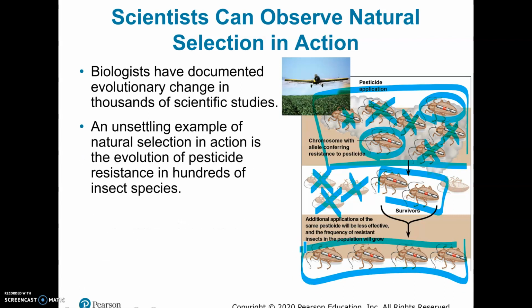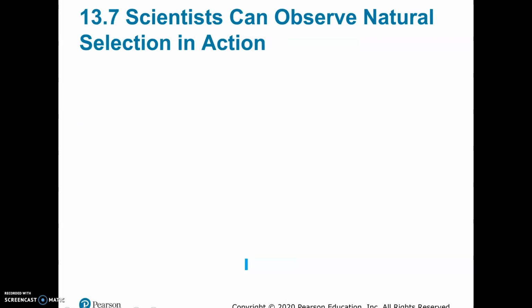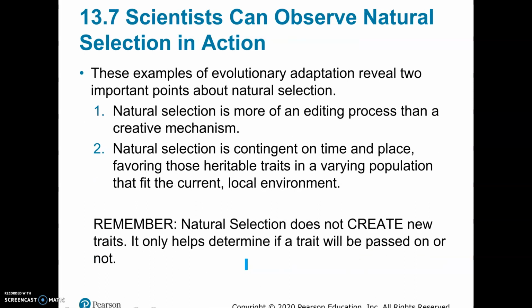So we've seen this happen in insects. Lots of insects are completely resistant to all kinds of pesticides. We have to keep coming up with new ones. We've also seen this with antibiotics, overprescribing them. So again, the pesticide doesn't cause the resistance. The resistance was already there, but it becomes more common. All right?